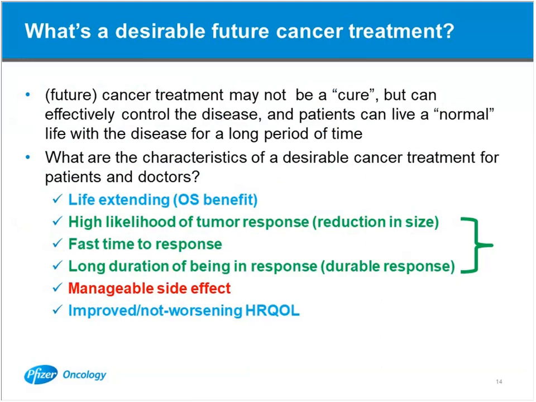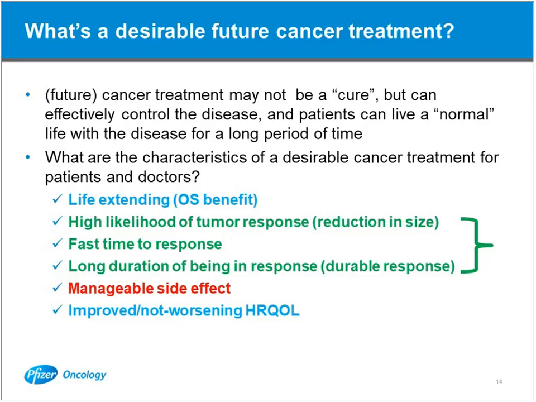First of all, it needs to be life-extending, and OS is always the gold standard. Second, there should be a high likelihood of tumor response, defined as reduction in size. No patients want to carry a large burden of tumors in daily life. That's morbidity. Also, once receiving the drug, time to response should be fast, and the amount of time of being in the stage of tumor response should be long. That is, the response should be durable. So these three are the so-called imaging-based endpoints.